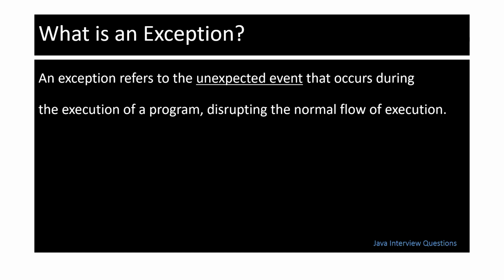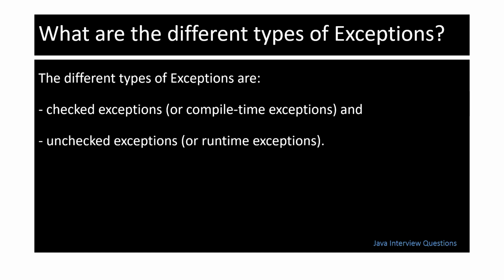What is an exception? An exception refers to the unexpected event that occurs during the execution of a program, disturbing the normal flow of execution. What are the different types of exceptions? The different types of exceptions are checked exceptions, otherwise called compile time exceptions, and unchecked exceptions, otherwise called runtime exceptions.